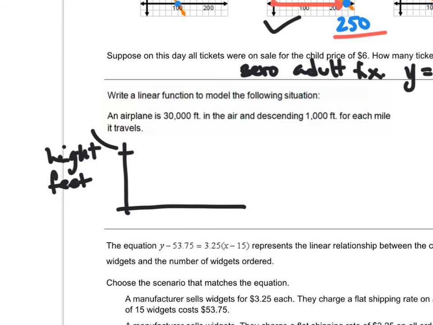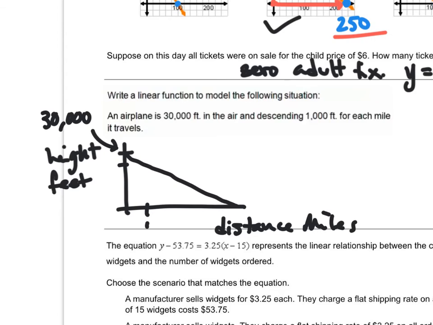So let me write that this is 30,000 feet, and here's your airplane, and then we'll call this x-axis distance, and that's in miles. So for every mile that you travel, we drop down 1,000 feet, and we get this linear relationship here. So this would be 29,000 feet at this value here.